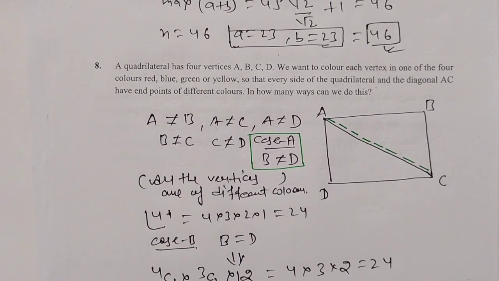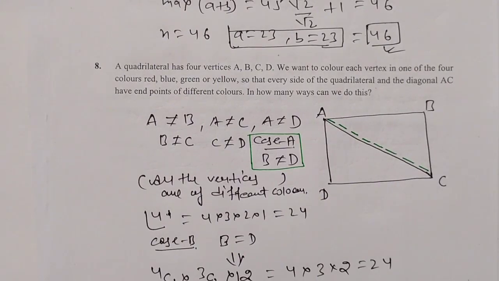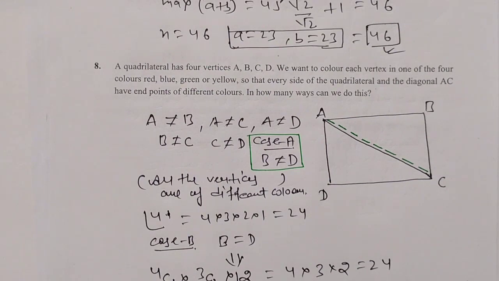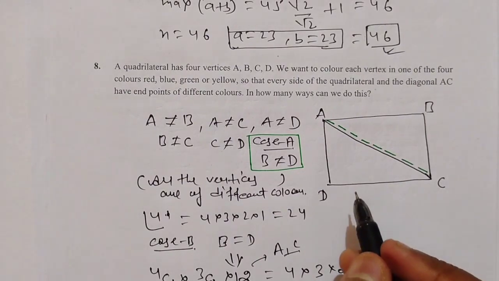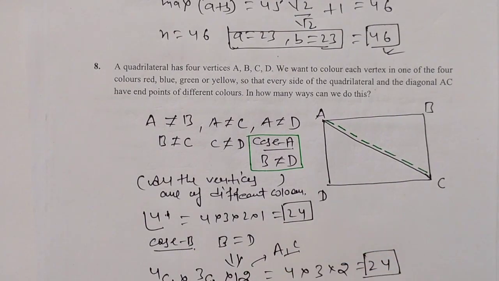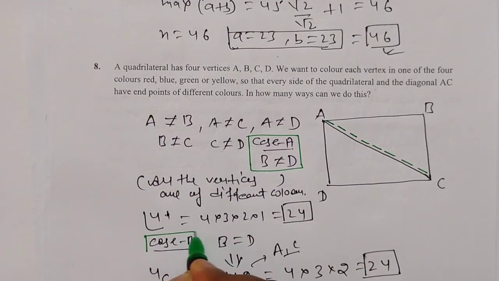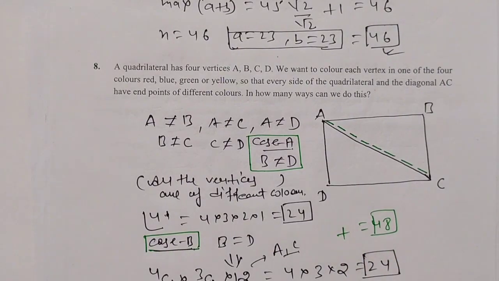So basically this is to choose the repeated color, this is for the choice of the other 2 colors, and this is the ways to color A and C. So we have the total 24 here and 24 here, so total 48 ways we have. Total number of ways is 48.